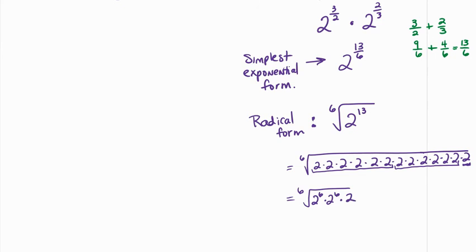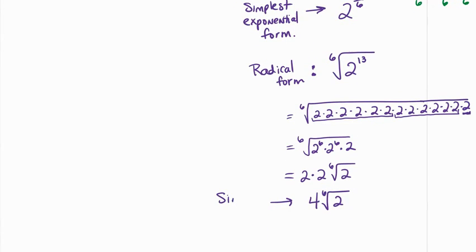And if I'm doing the 6th root of something to the 6th power, well, then that's just the number, right? So the 6th root of the first 2 to the 6th is 2. The 6th root of the second 2 to the 6th is another 2. But then I still have a 6th root of a 2 left over. So then that gives us 2 times 2 on the outside is 4 times the 6th root of 2. That is our simplest radical form.